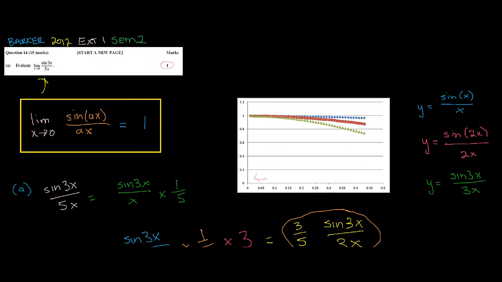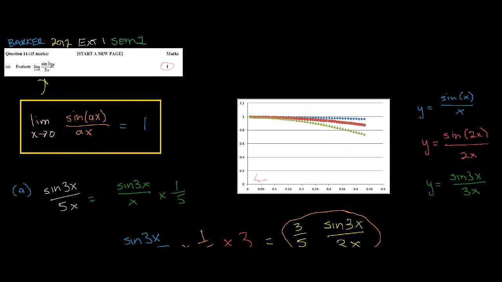Beauty. So what I would do to check this is sub in 0.001 into this thing, because that's as x approaches 0, and you're going to get something very close to 3/5. That's a good way of checking you're right.